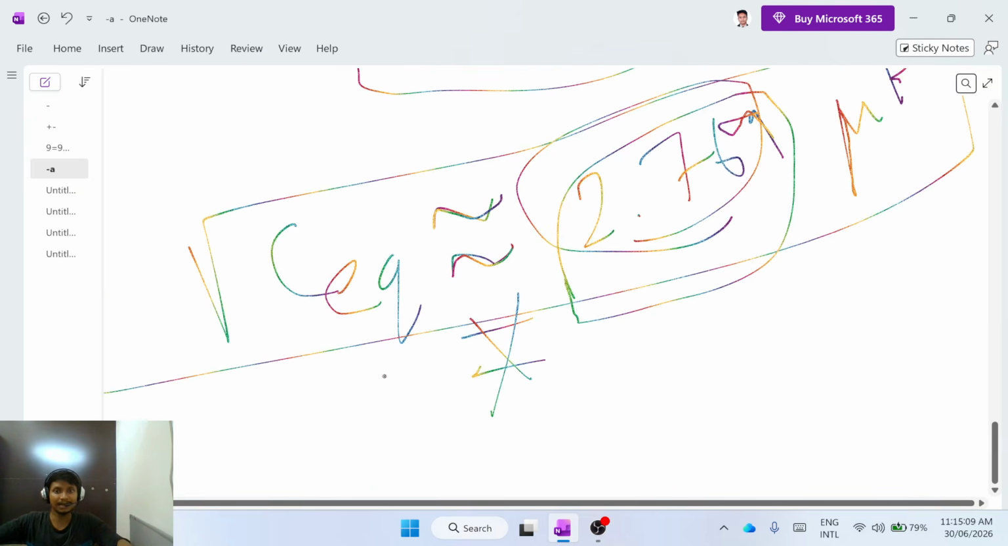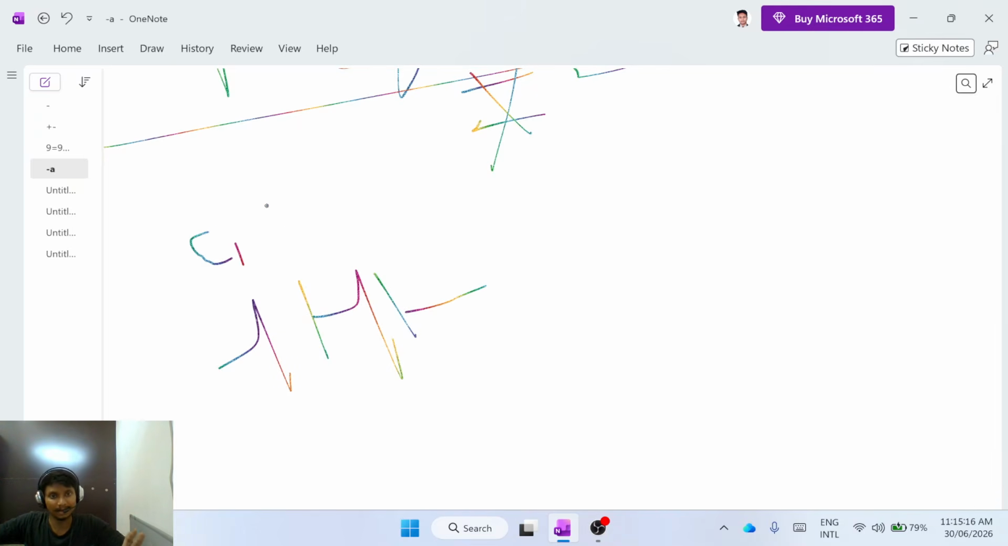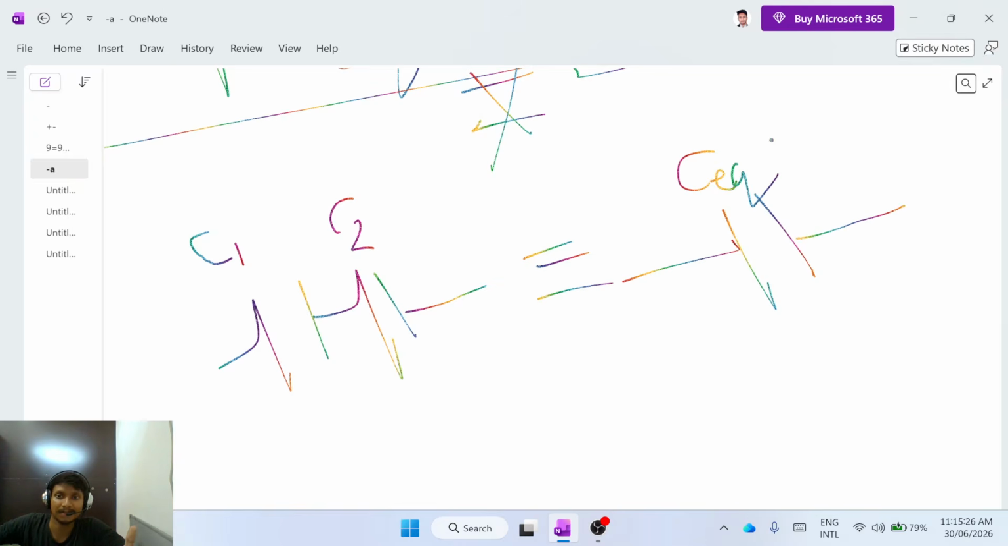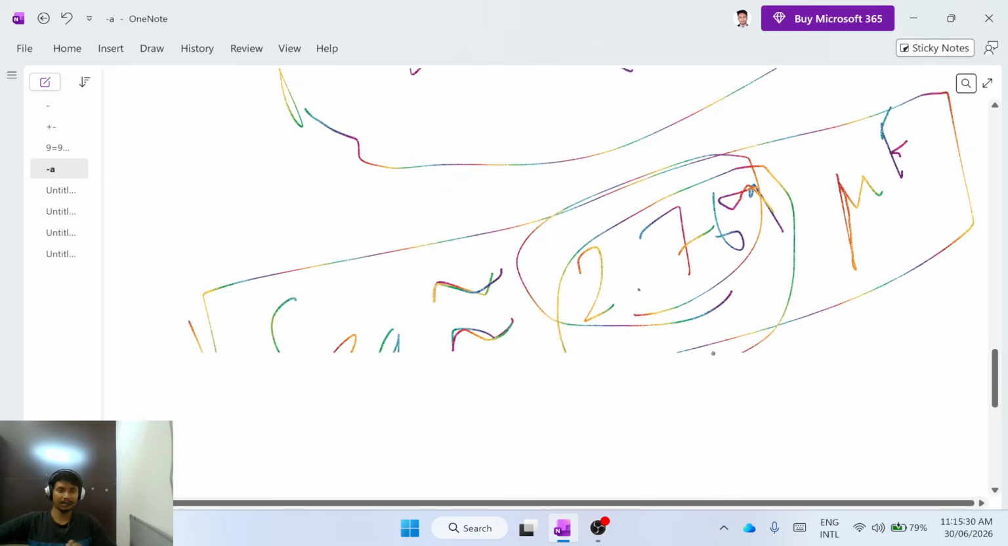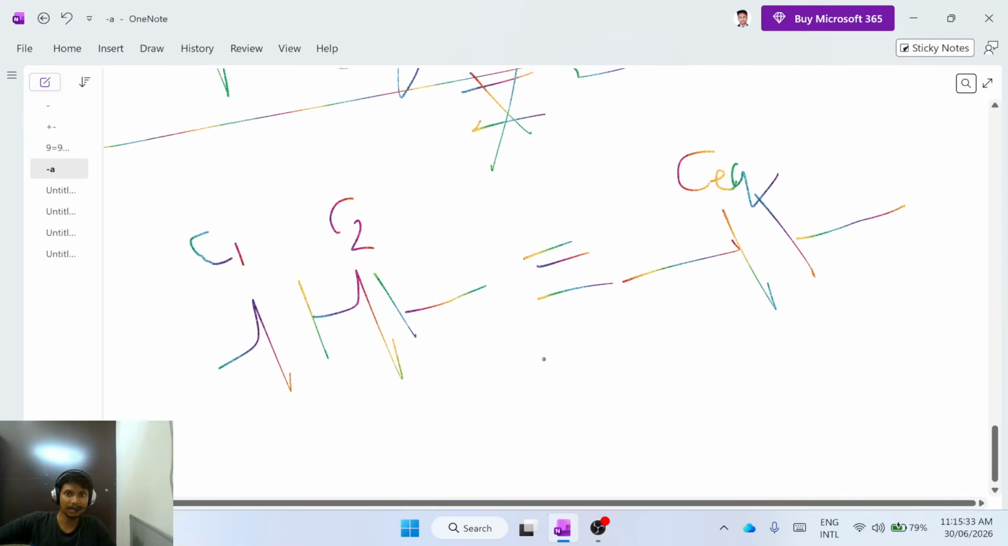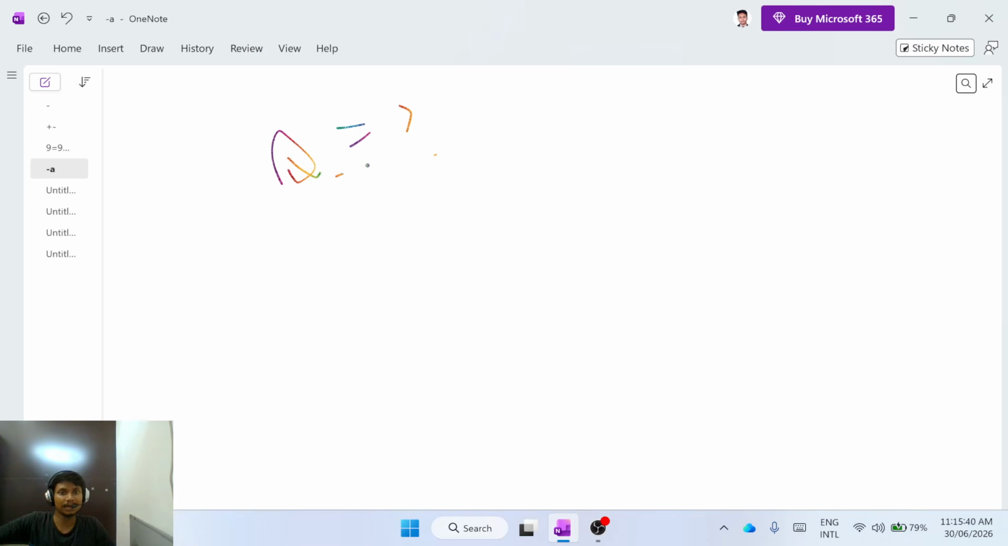Now we have found the C equivalent. The capacitors were in series, C1 and C2. Now we have found the equivalent capacitance, C equivalent, which is approximately equal to 36 by 13 microfarad. Now we have to find the total charge. How do we find the total charge?